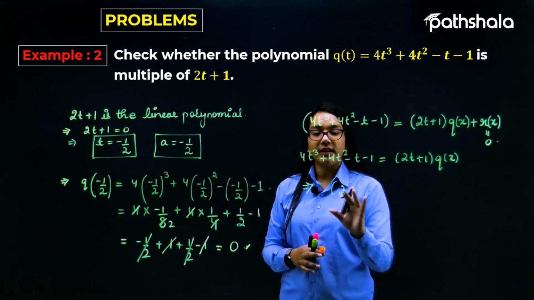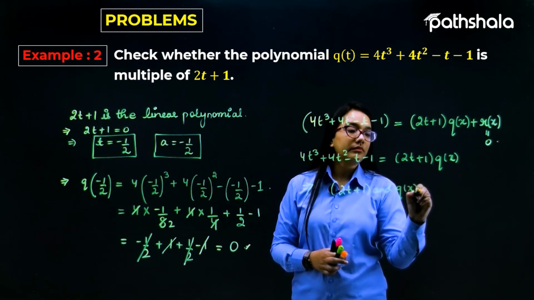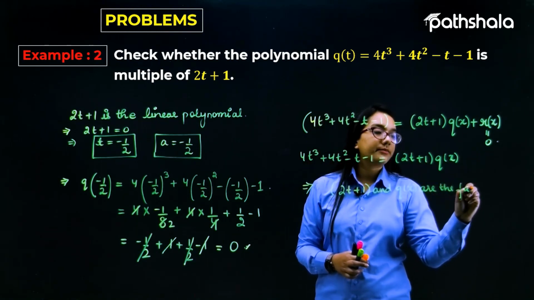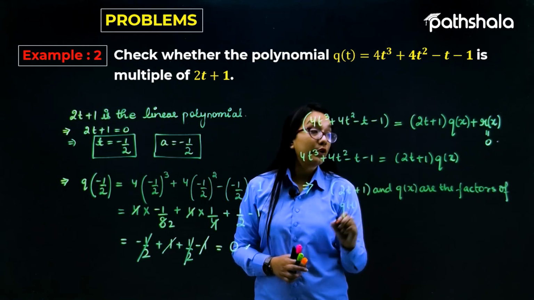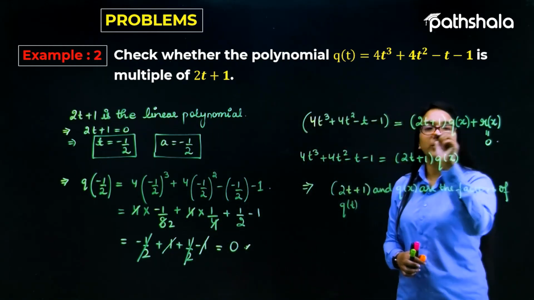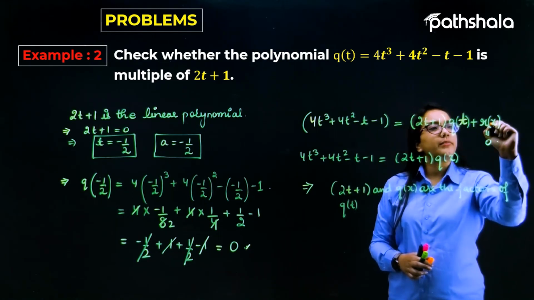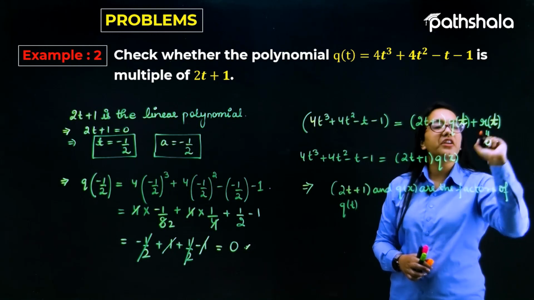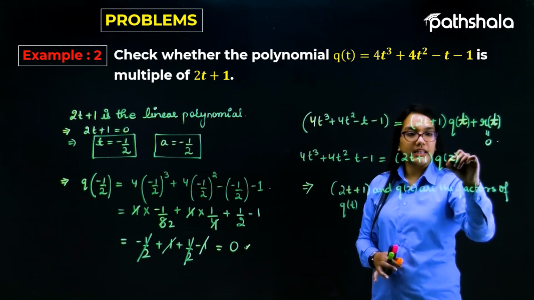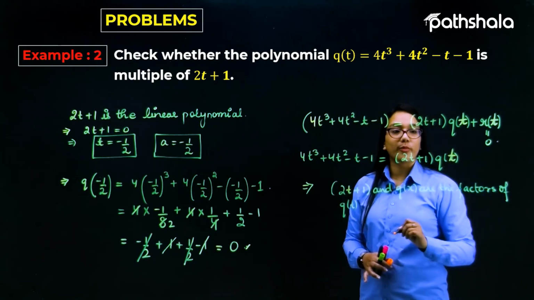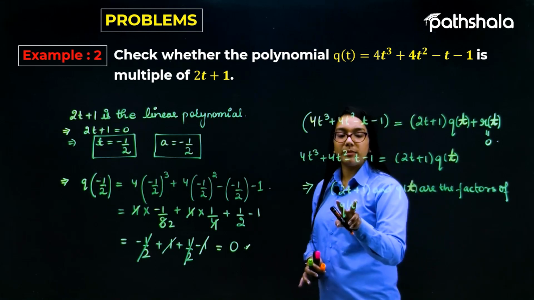So at the end, we are writing that 2t plus 1 and q(x) are the factors of q(t). I wrote x over here, but the polynomial is in t, so we cannot write x. We have to write it as t, because the variable that we are using is t. So let us correct it. We are using t over here because the polynomial is in t. So this is 2t plus 1 and q(t).